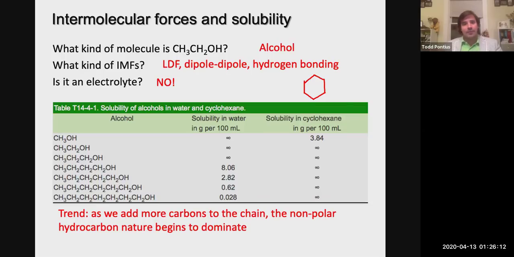Likewise, if we look at solubility in cyclohexane, methanol doesn't have enough hydrocarbon character to be completely soluble in cyclohexane. But then once we add in more carbons, there are enough carbons that can interact with their LDFs and dissolve readily. So we call this hydrocarbon character versus polar character as a way of describing this.